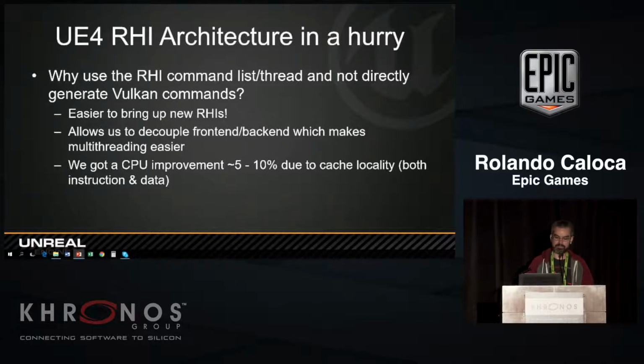So why do we want to use the RHI thread and not directly generate the commands and go parallel in the renderer? This makes it a little bit easier for us to bring up new RHIs. And we noticed there was a CPU improvement by just decoupling the data, working on the render code and data space, and then the RHI or the Vulkan or D3D memory space. Just by detaching them, we got between 5 and 10% CPU performance.